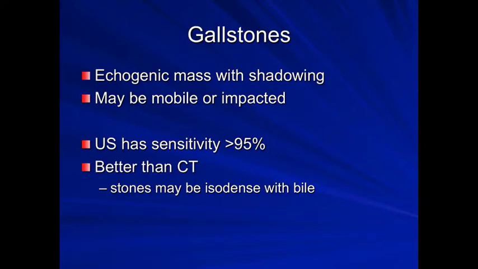So the first thing we're going to discuss are gallstones. Now, the ultrasonic features of gallstones are fairly straightforward. A stone is an echogenic mass, and it will be associated with posterior acoustic shadowing. The stone itself may be mobile, or it may be impacted, particularly in the neck, and we see this in both biliary colic and cholecystitis.